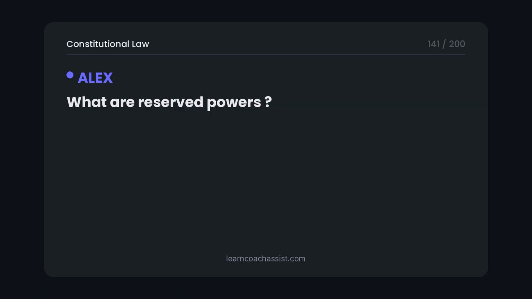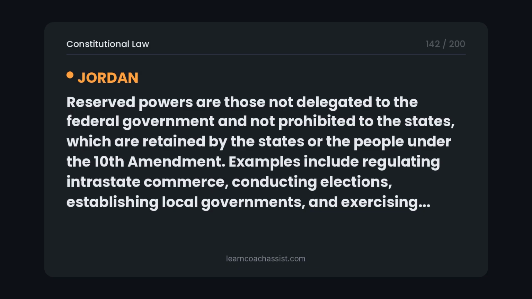What are reserved powers? Reserved powers are those not delegated to the federal government and not prohibited to the states, which are retained by the states or the people under the 10th Amendment. Examples include regulating interstate commerce, conducting elections, establishing local governments, and exercising general police powers.